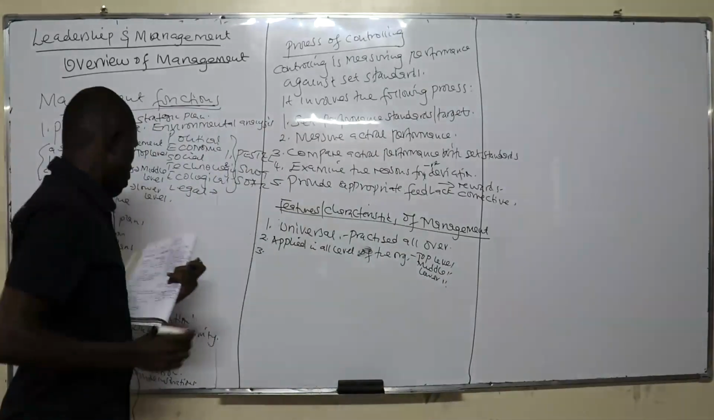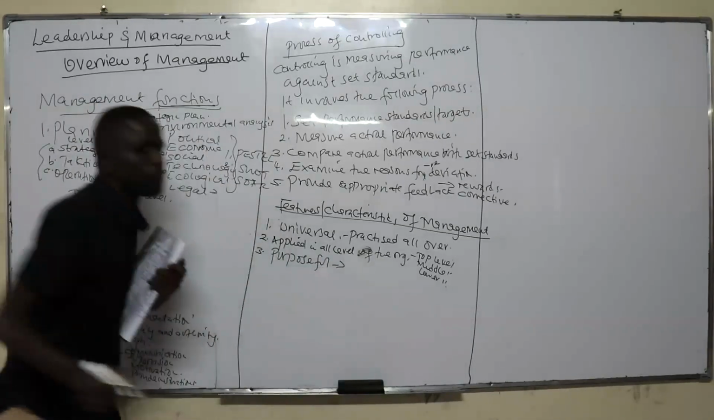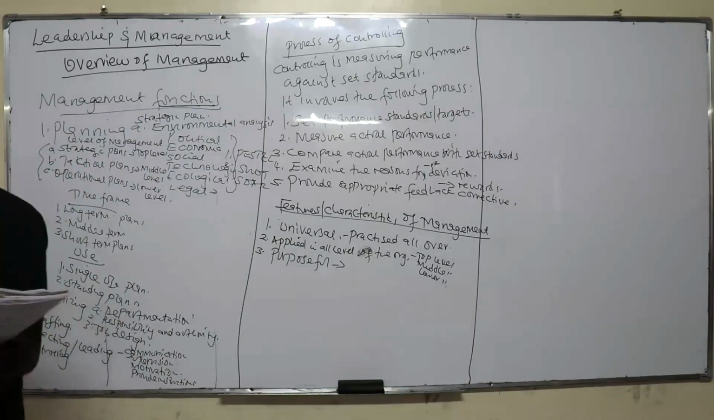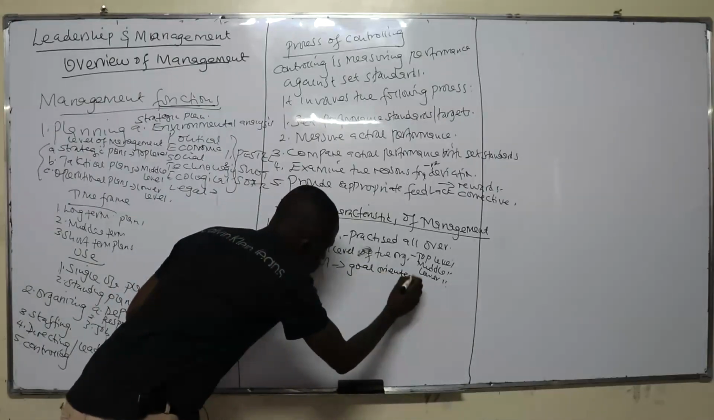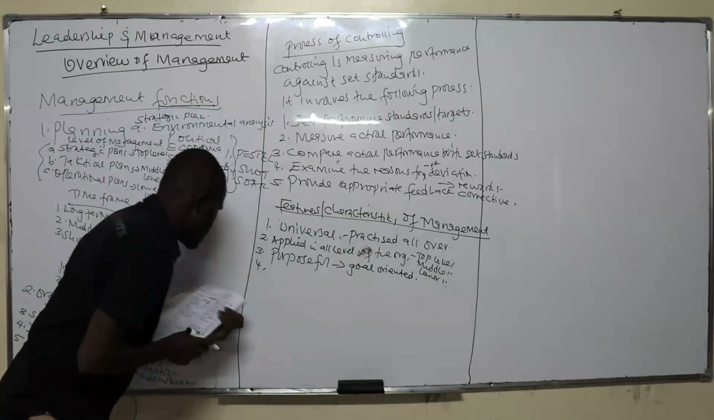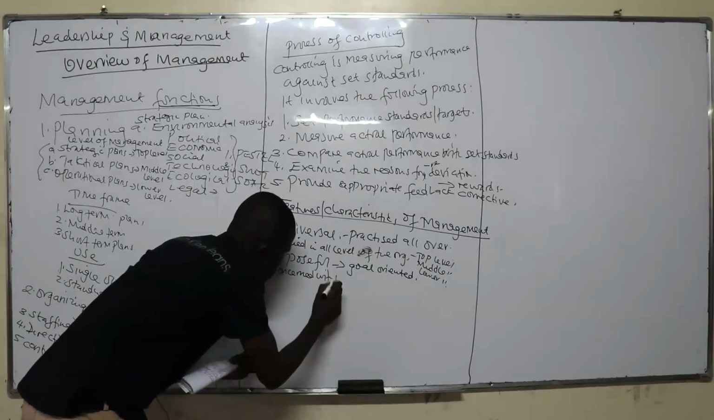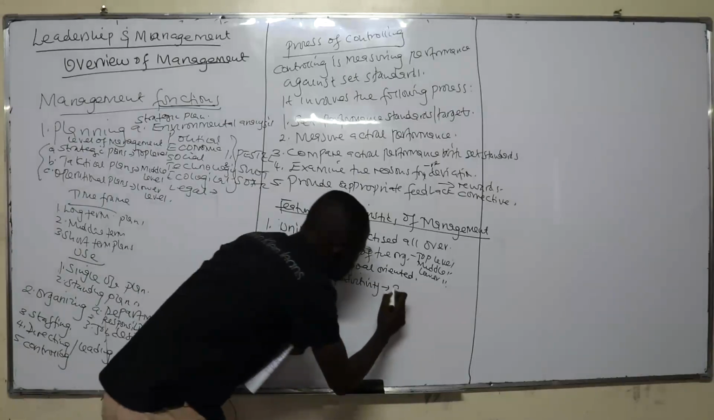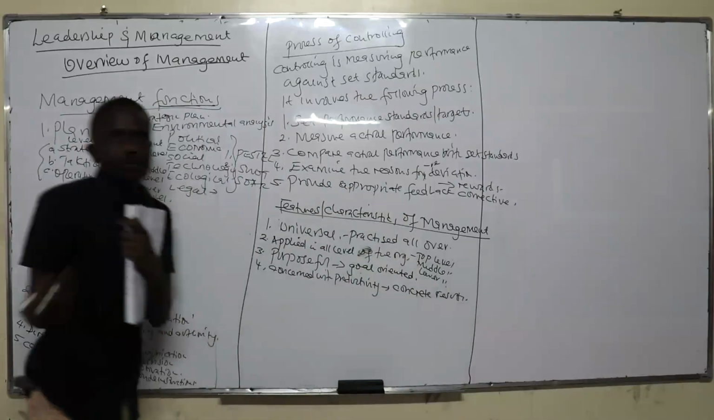Number 3 of management is that it is purposeful. What do we mean by it's purposeful? Intended to achieve certain goals, so it means it's goal-oriented. And number 4 is that it's concerned with productivity. What it means is that it seeks to achieve concrete results, for instance, profits.